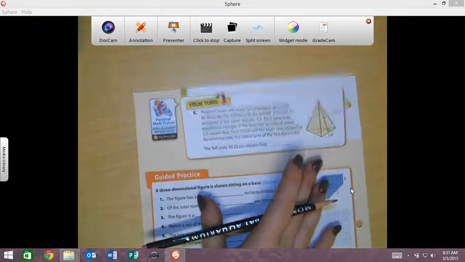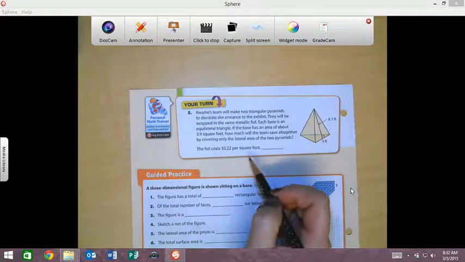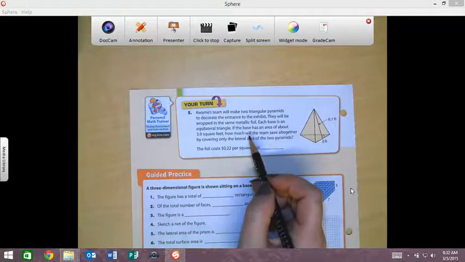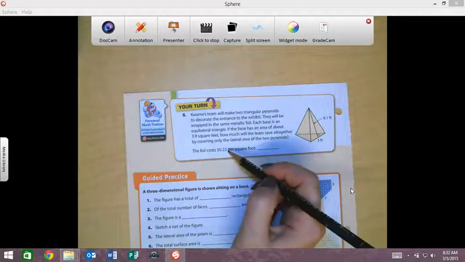So, you've got another problem that's dealing with the same kind of thing, where your foil costs 22 cents per square foot. So they want to know how much will the team save altogether by covering only the lateral area of the 2 pyramids. So make sure you read everything. You get all of the important information. I'm not reading it to you.